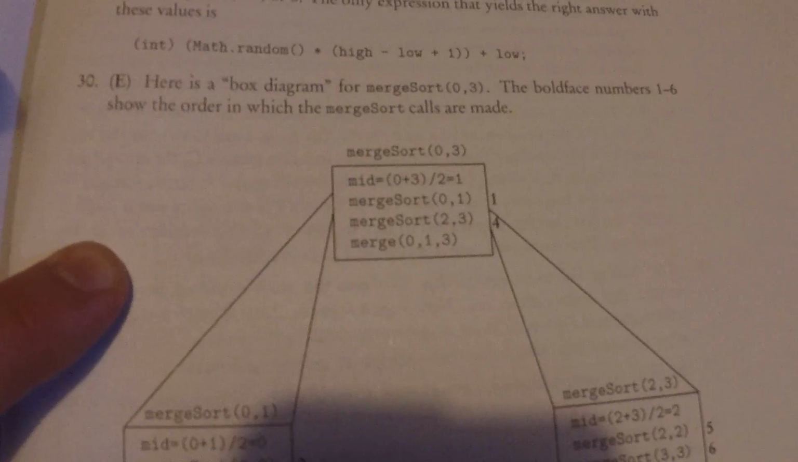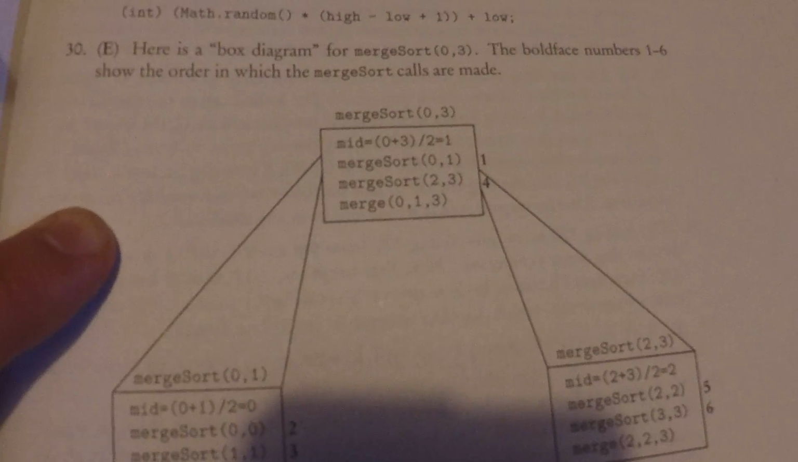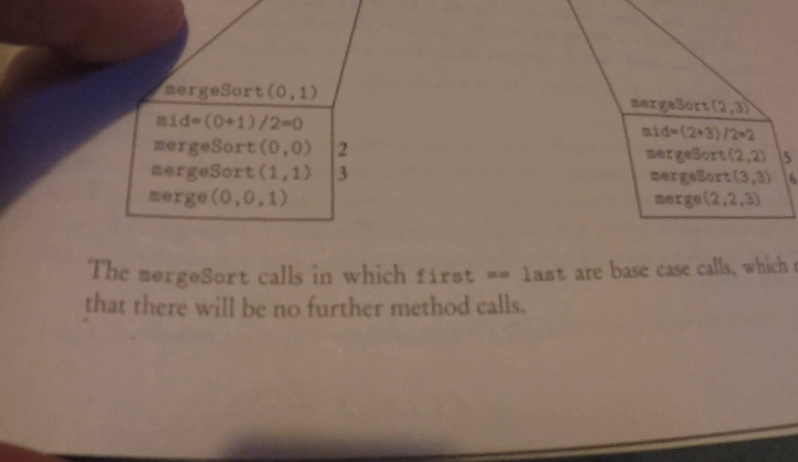30. Here's a box diagram for merge sort 0, 3. The boldface numbers 1 through 6 show the order in which merge sort calls are made. The merge sort calls in which first equals last are base case calls, which means that there will be no further method calls. So 1, 2, 3, 4, 5, 6.